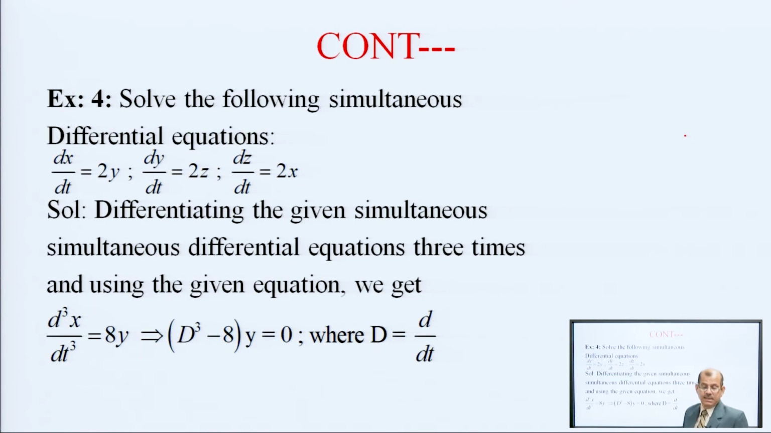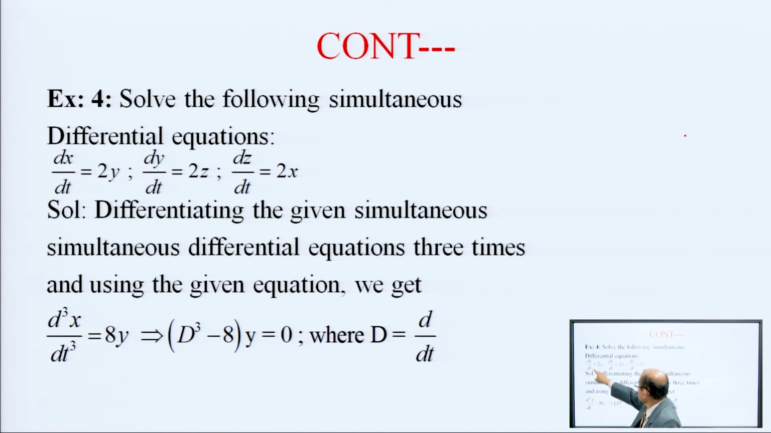Solve the following simultaneous differential equations: dx by dt is equal to twice y, dy by dt is equal to twice z, and dz by dt is equal to twice x. Differentiating the given simultaneous equations thrice.